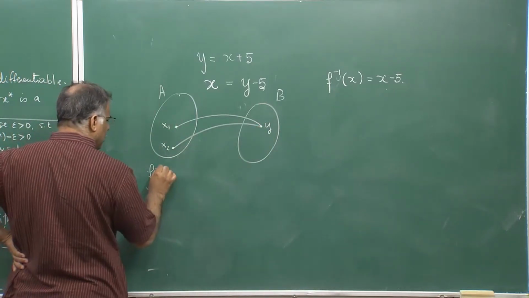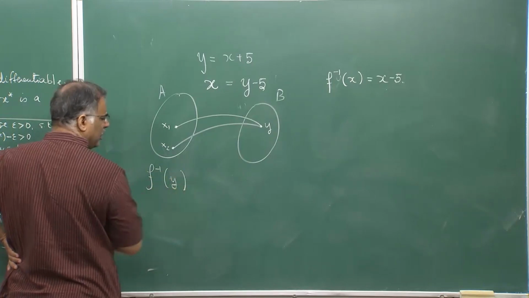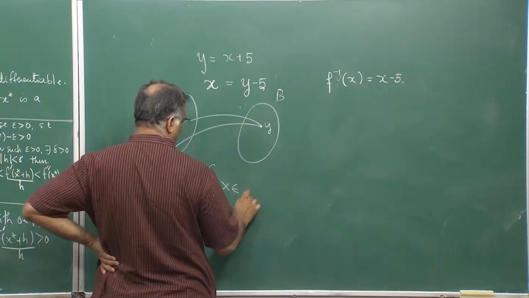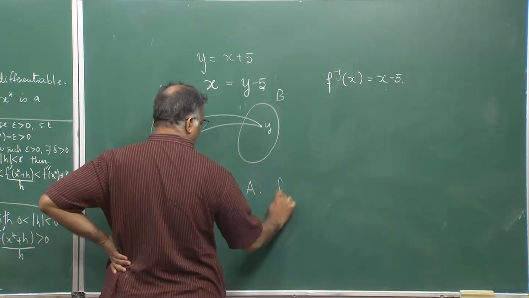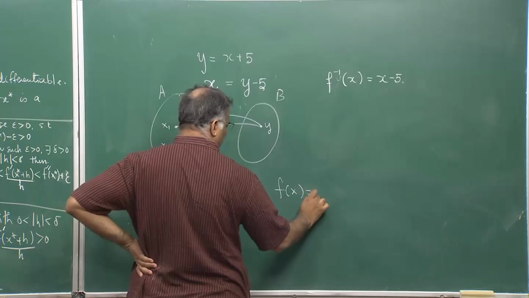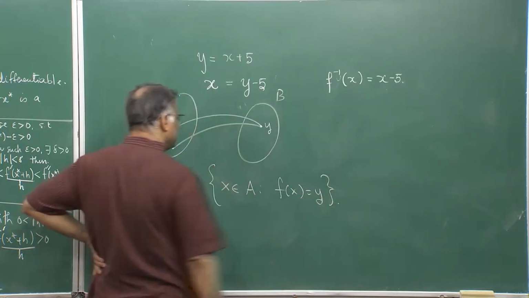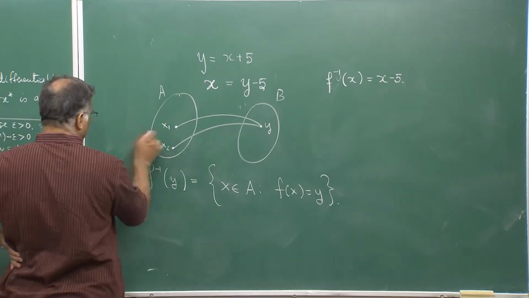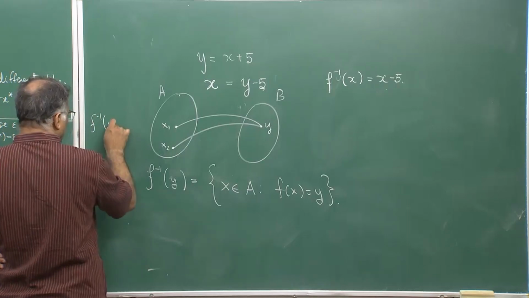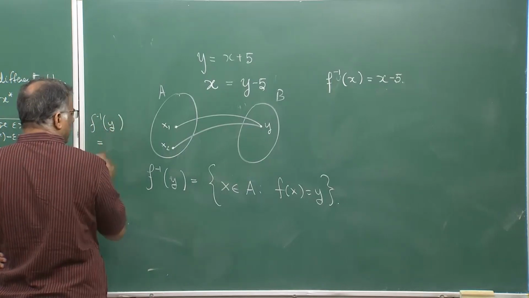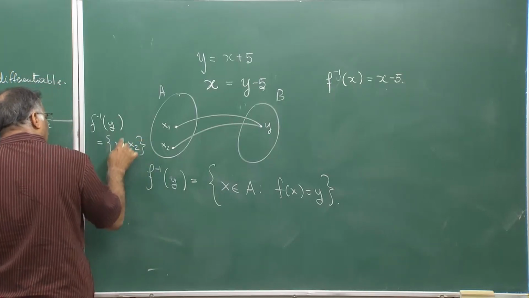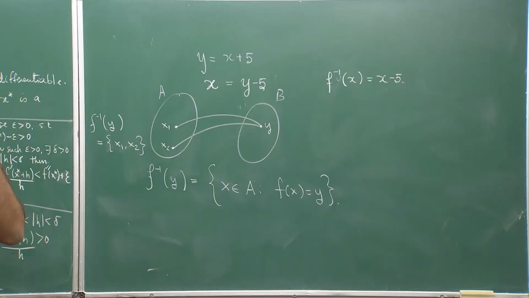f inverse y actually means the inverse image of y. It means the collection of all x in, say, A such that f of x is equal to y. That is the meaning of the inverse function. So, in this particular case, for example, f inverse y is equal to {x1, x2}. Corresponding to this y, I have two elements.